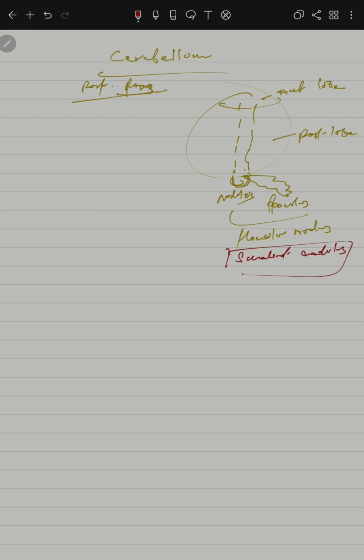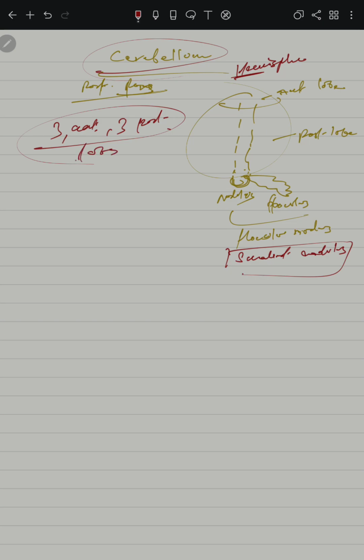Okay, and then there's the cerebellar hemisphere. It's actually a hemisphere, half cut of the cerebellum. There are 6 lobes: anterior and posterior, 6 lobes. Okay, there are the 6 lobes, anterior and posterior.